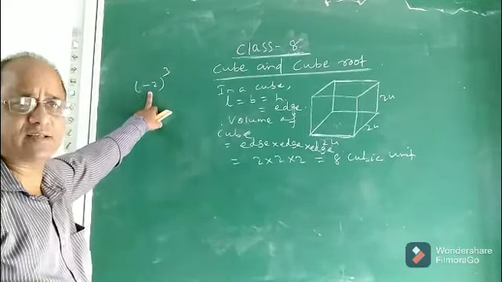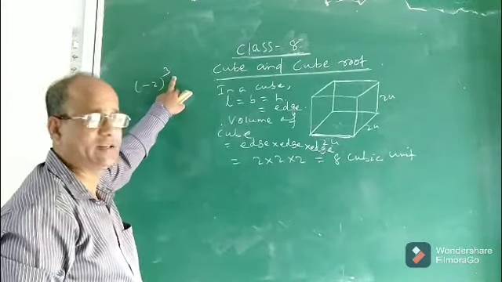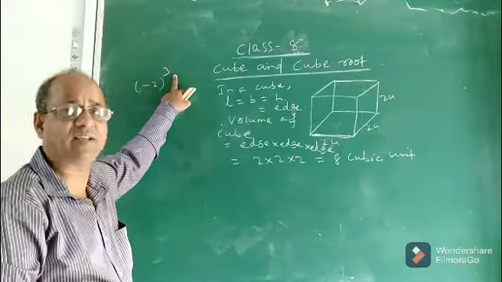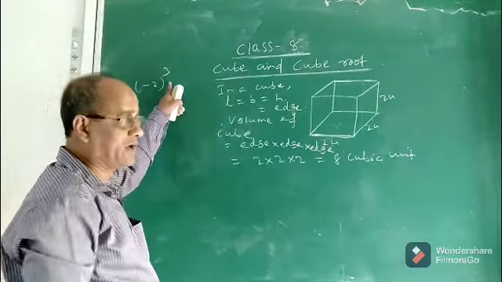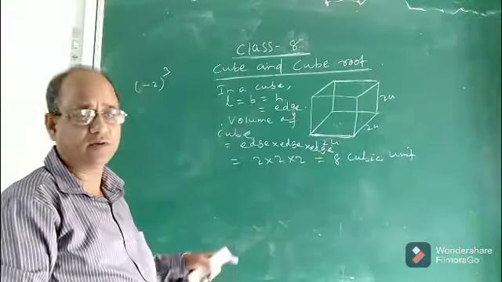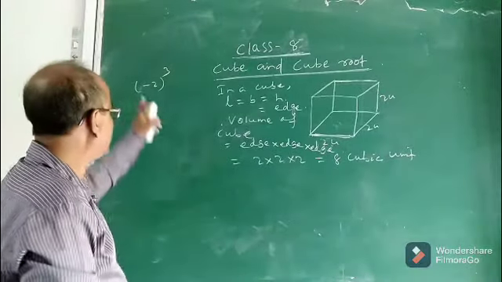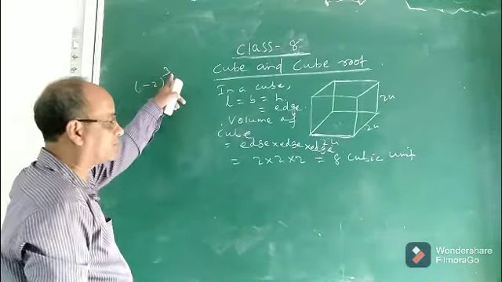Suppose we take a negative integer, say minus 2, whole to the power 3. Power 3 is read as cube. Whenever in any exponential term the power is 3, you read it as cube. So minus 2 to the power 3 means minus 2 cube.